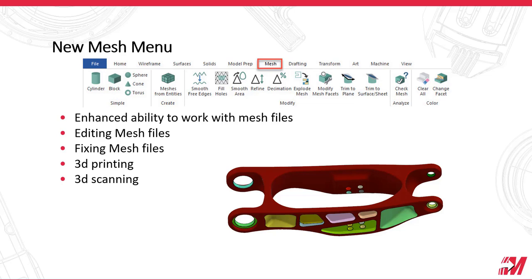We can edit mesh files. We can fix mesh files if they have a hole in them or some bad surfaces. This is mainly going to be used for 3D printing and 3D scanning. So if you have a 3D printer, now we can support a mesh file, and that's usually what you are printing off of. We can also 3D scan. So if you have a 3D arm, inspection arm with a scanner on it, now you can scan them and you can bring them into Mastercam and fix them, or you can even scan with a cell phone these days.